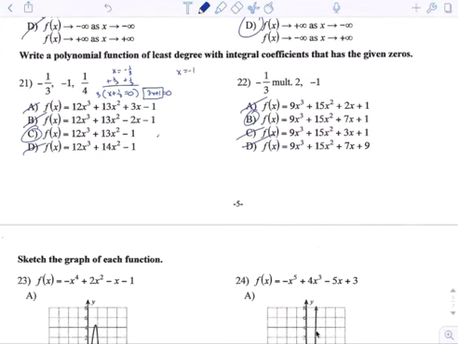x equals negative 1, that's another 0. So add 1 to both sides, x plus 1 is equal to 0. So that's another binomial. And then to get the last one, x equals 1/4, so subtract 1/4 from both sides, x minus 1/4 equals 0. I don't like fractions, so multiply the whole thing by 4. 4x minus 1 equals 0, and there's our other binomial. So then, since you have those as your binomials, now you can multiply all of them together in order to get your polynomial.